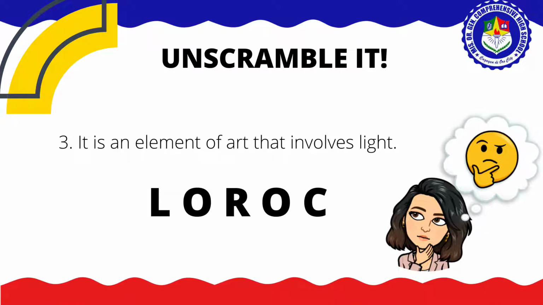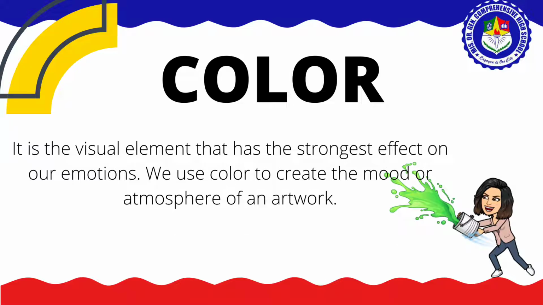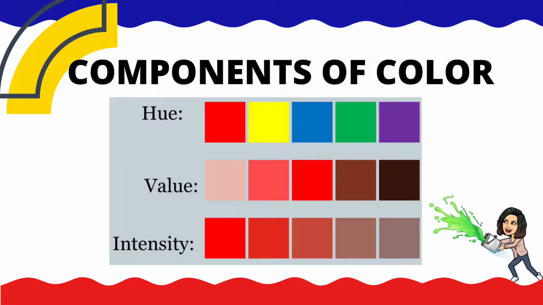Number 3. It is an element of art that involves light. The answer is color. It is the visual element that has the strongest effect on our emotions. We use color to create the mood or atmosphere of an artwork. There are 3 different components to color. The first one is hue, which is the name that we give to colors like red, yellow, blue, etc.